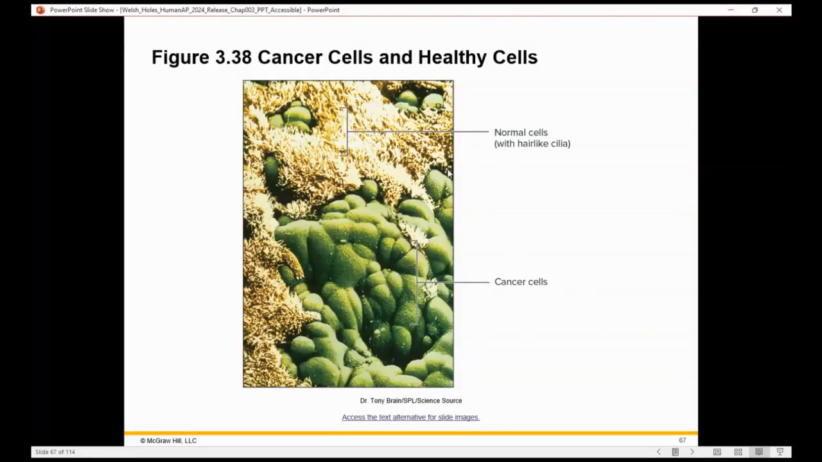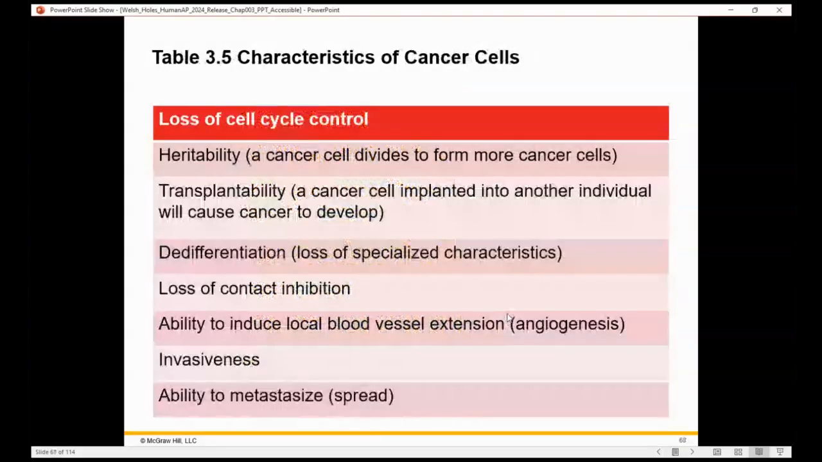Okay, this shows electron micrograph of normal cells, and here we have cancer cells. Okay, and here we have characteristics of cancer cells. Now, the characteristics of cancer cells means that they do have loss of cell cycle control. It is heritable. It's transplantable.